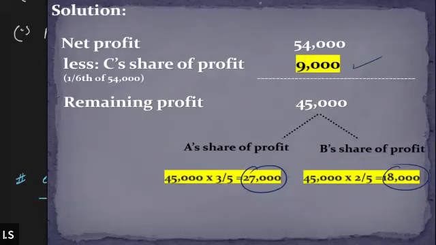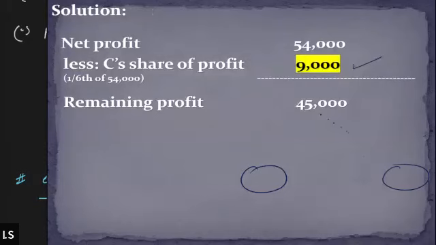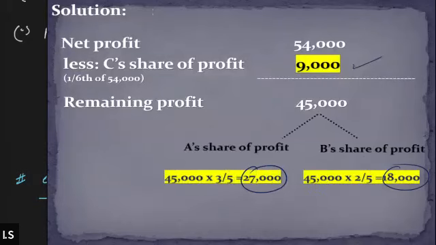Now see, the thing is that in the question, it was given that C was guaranteed a profit of 10,000, right? So, since the firm has only managed to maintain a profit of 54,000, and when you calculate 1/6 of 54,000, that comes to 9,000 only. The thing is that out of the 54,000 profit, C is only receiving 9,000. So is there any deficiency in the profit of C compared with the amount of guarantee?